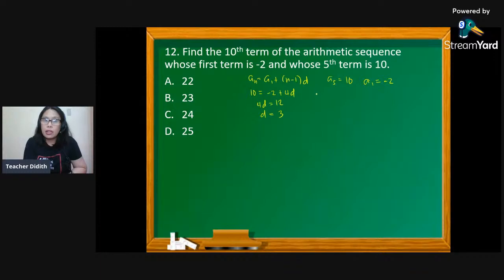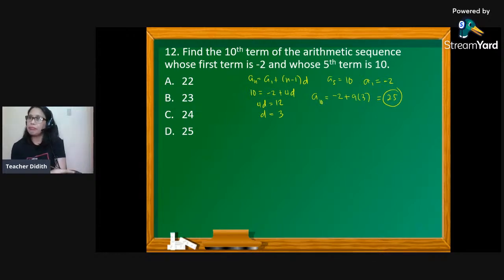Okay, so tingnan natin. So a sub 10 is equal to negative 2 and then plus 9 times 3, di ba? Kasi n minus 1. And this is 25. You are all correct. Galing. Good. Okay.